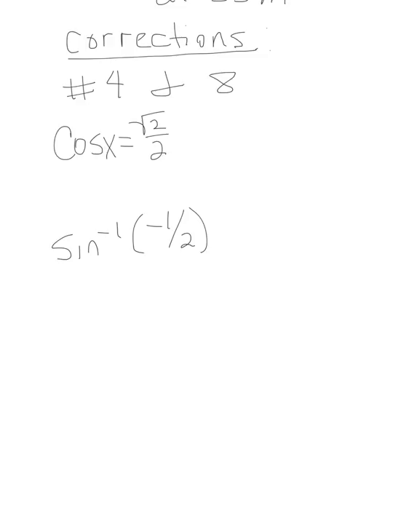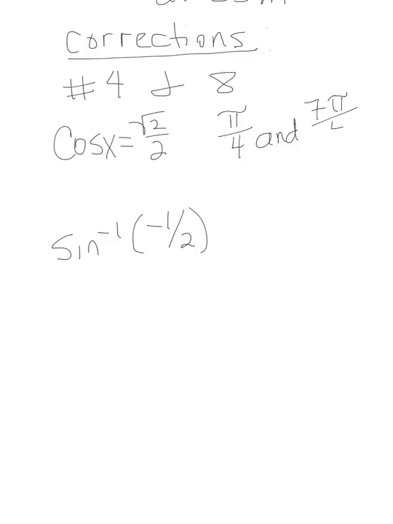Okay, so here we go. Can't seem to make it through a video without some mistakes. So on number 4, I gave you the wrong angles. Cosine of x is root 2 over 2. And the angles that correspond with that value for cosine are pi over 4 and 7 pi over 4. Okay, not 3 pi over 4. So it's pi over 4 and 7 pi over 4, quadrant 4.